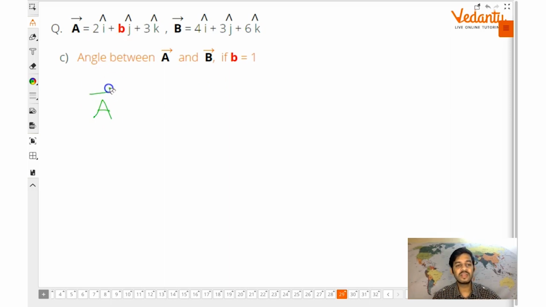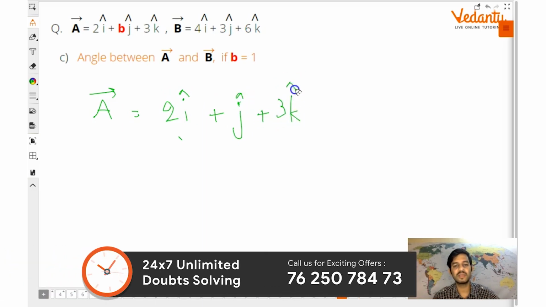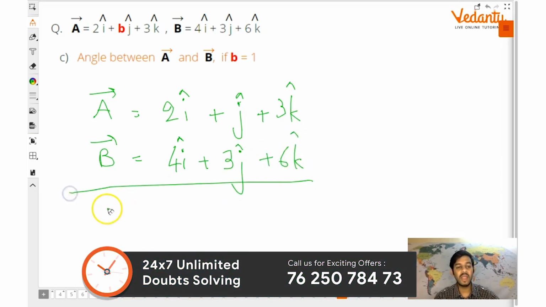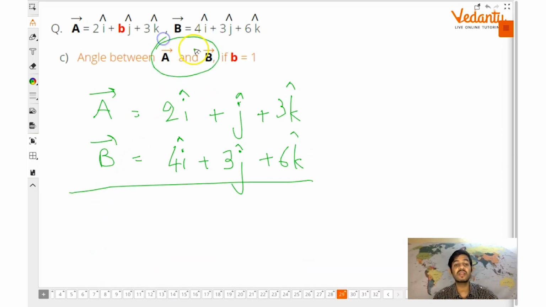A vector is given as, अरे सॉरी, 2i cap plus j cap plus 3k cap. B vector is given as 4i cap plus 3j cap plus 6k cap. And you have to find angle between A vector and B vector.